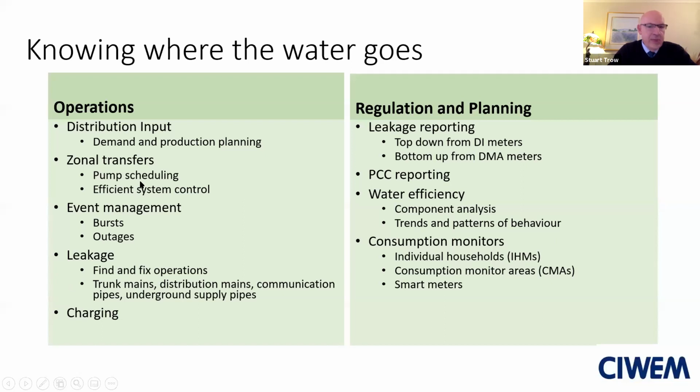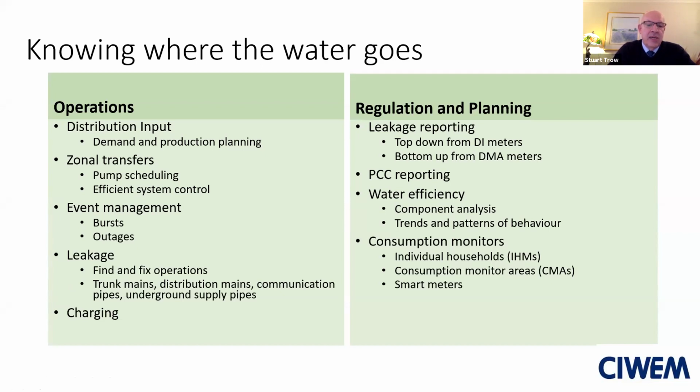So why do we need to understand where the water goes? Well, I've categorized these into two blocks. We have an operational need to understand where the water goes, demand and production planning for transferring water between one zone and another, for pump scheduling and so on. And of course, things go wrong in this system. We have events, we have bursts, we have outages of equipment. And during those events, we need to understand how to redistribute the water around the system.